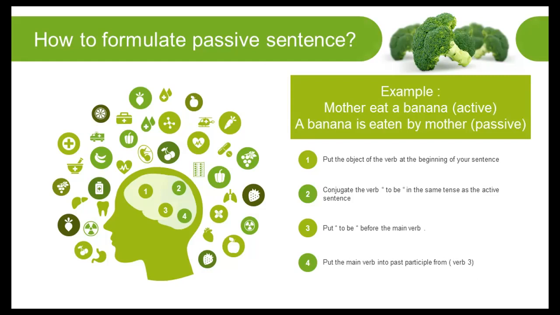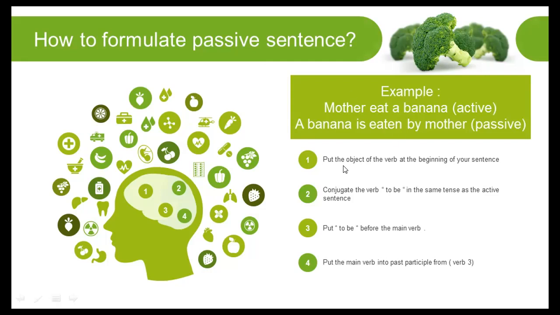The form for passive sentence: we use the verb is verb 3, or past participle form. If we want to make a passive sentence, we must put verb 3 in the sentence. That is the verb for passive sentence, and this is the way we formulate a passive sentence.